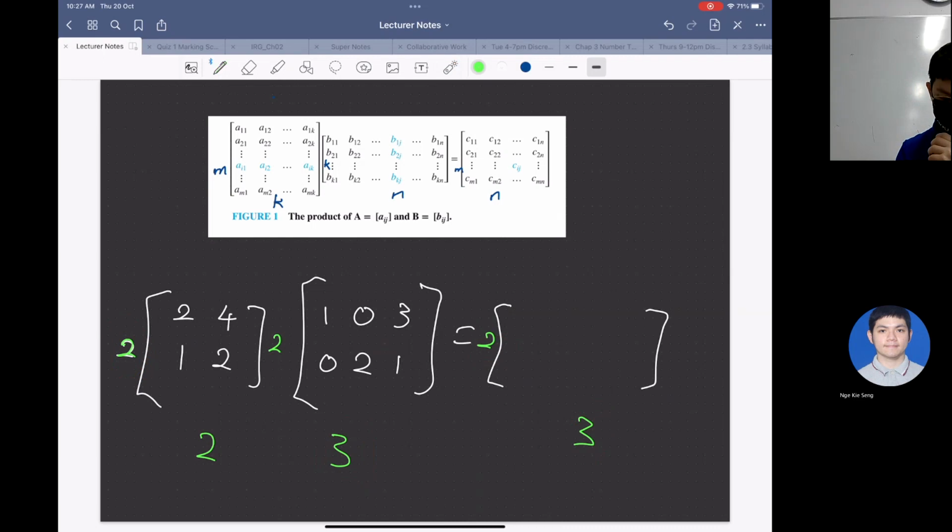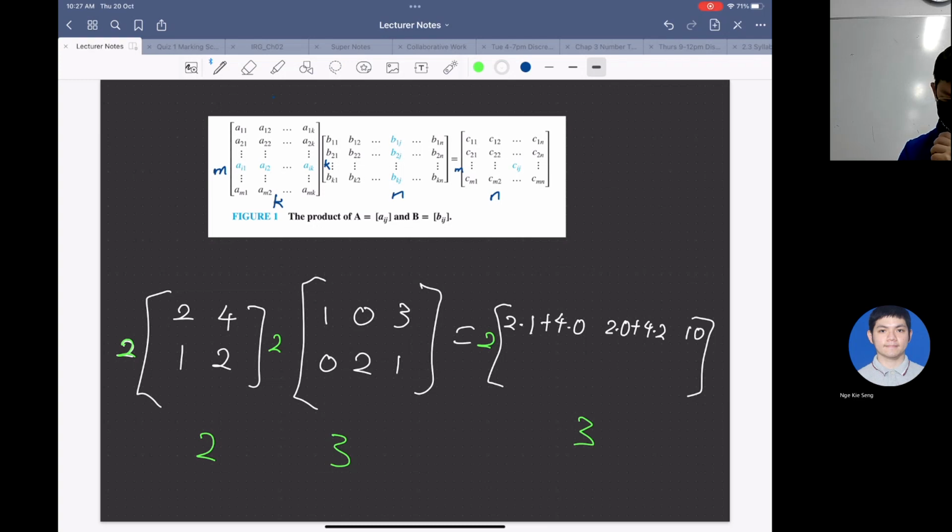So what do you get? The first entry, you get 2 times 1 plus 4 times 0. The second entry, you get 2 times 0 plus 4 times 2. The third entry, what do you get? You get 2 times 3 plus 4 times 1. I have no place to write, so add them up. 6 plus 4 is 10.